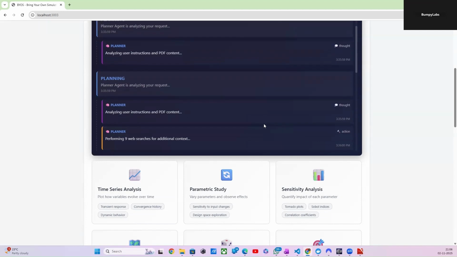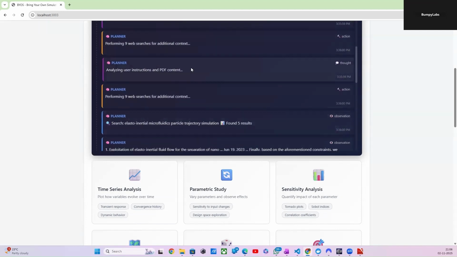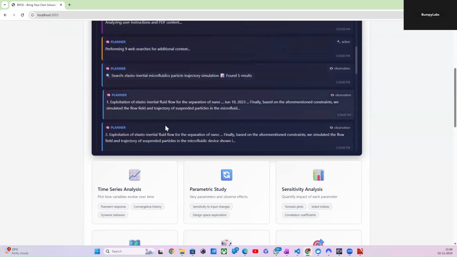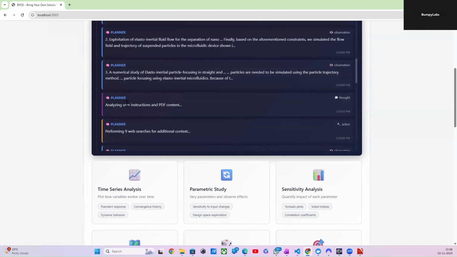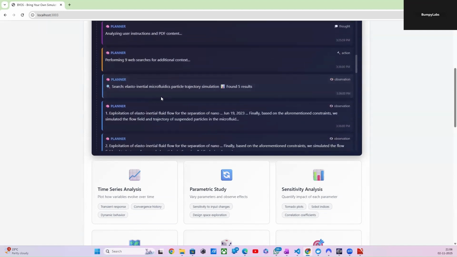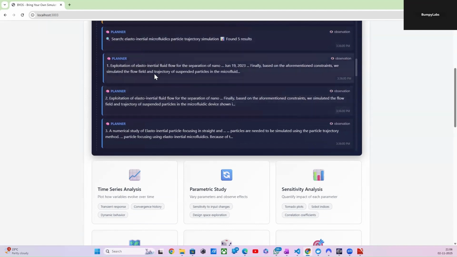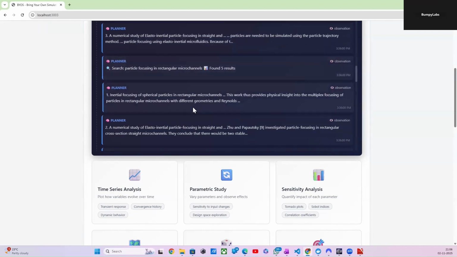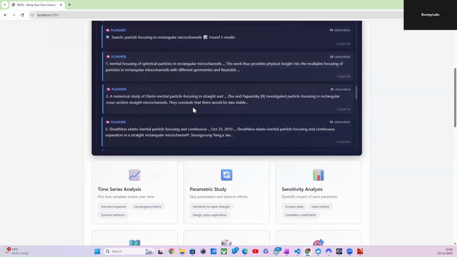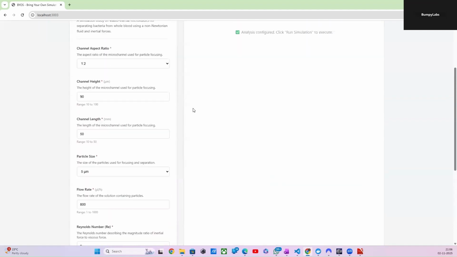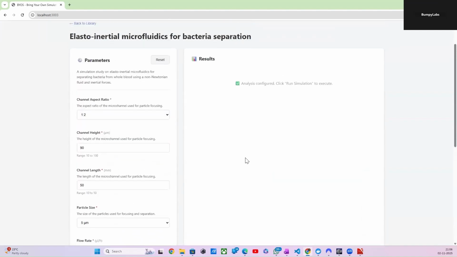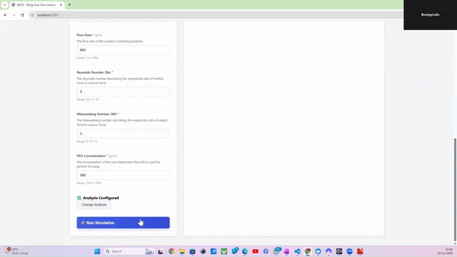Once it's analyzing your request, it's also doing multiple web searches, looking at the user instructions and the PDF content. It has extracted multiple similar papers right now, right? It again looks at your instructions, does some additional searches for context, and again finds some new papers, and this continues in a loop. It extracts multiple papers and keeps looking through them. And now after that, the analysis has been configured, right? So now we are at the takeoff stage. We can run our simulation.